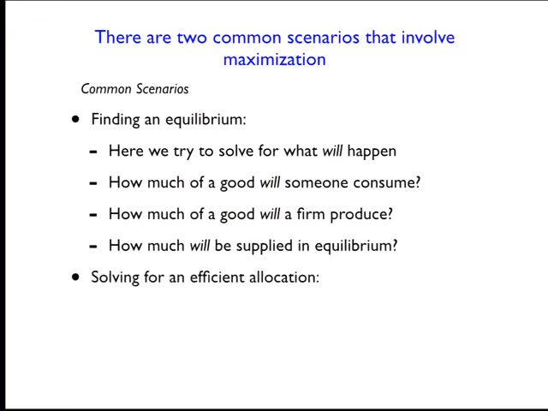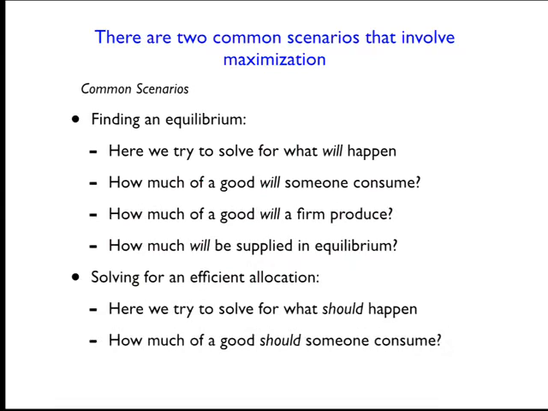And then the second one is solving for an efficient allocation. So here we're trying to solve for what we believe should happen, as in what we would like to happen as a social planner. So how much of a good we think somebody should consume, or what level of corrective tax, let's say, we should apply as the government or as a social planner.